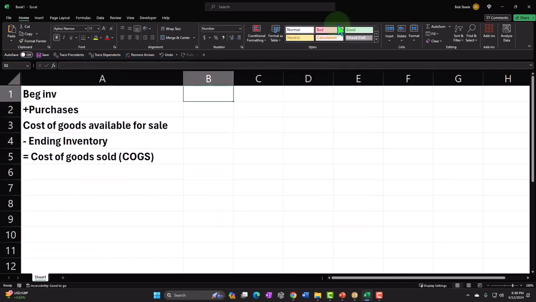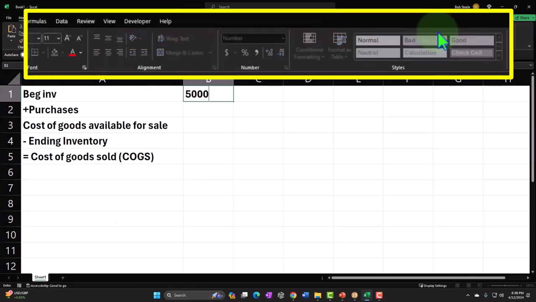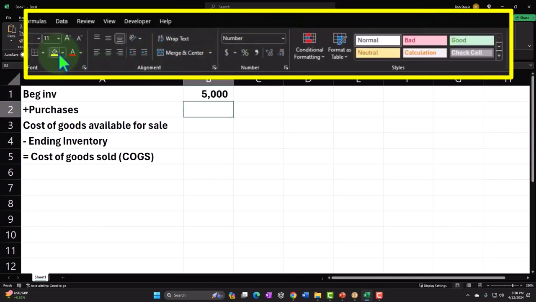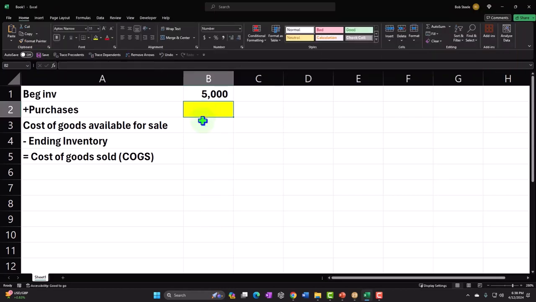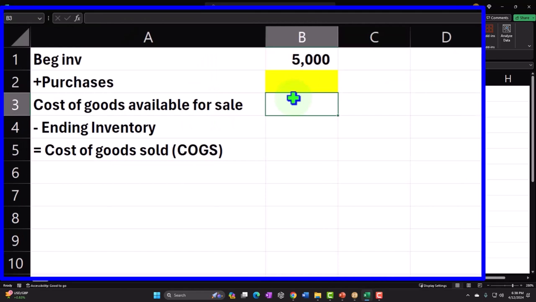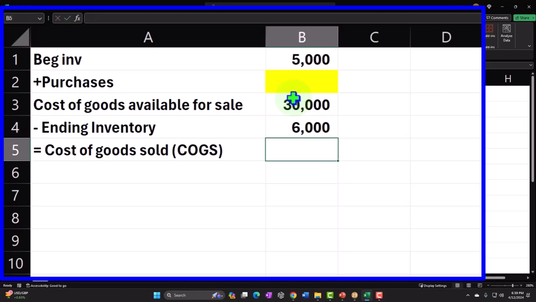So if I know the beginning inventory, 5,000, then what I don't know is the purchases. I actually do know the cost of goods sold because that was calculated in my software, possibly on a perpetual method. So I know the 30,000, right? And the ending inventory I should know, because my software would also give me that on the balance sheet. It wouldn't be on the income statement, but I should be able to look on the balance sheet and pick that up. So let's say that it was 6,000.